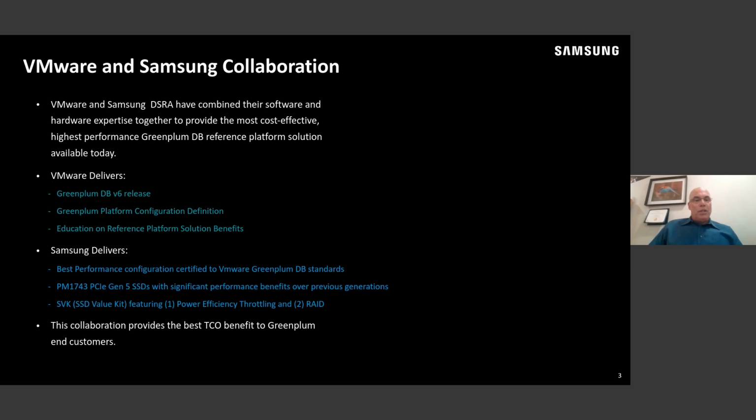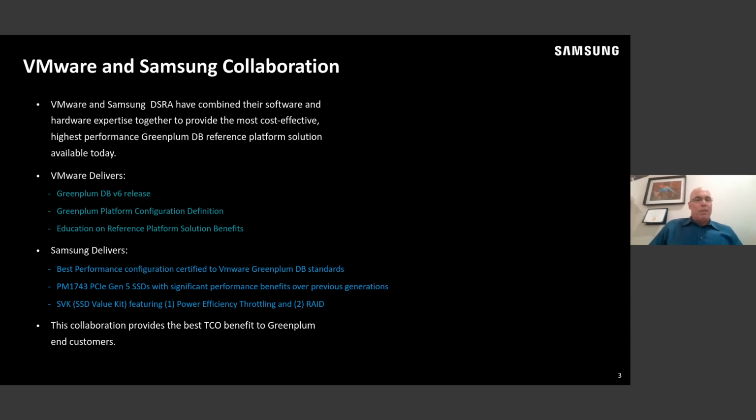And then what Samsung delivers is, as I mentioned earlier, the hardware best-in-class performance configuration that is certified by the VMware Greenplum database standard. So by having this tight integration and partnership with VMware, we will be able to tune our hardware specifically to provide the best performance and cost advantage to our customers, to you, the Greenplum customers, in partnering with VMware.